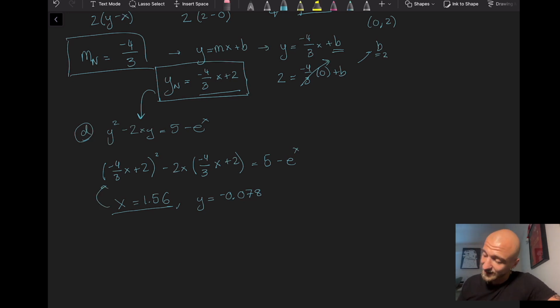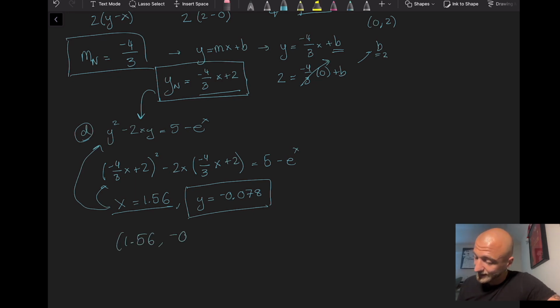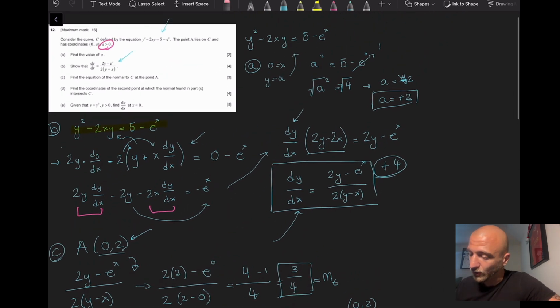Then when I plug x back into my original equation and figure out what y value it gives, I get a y value of negative 0.078. So the second point at which this intersects the same curve is going to be at the coordinates 1.56 and negative 0.078. Last little bit, a few last points to get, part E.